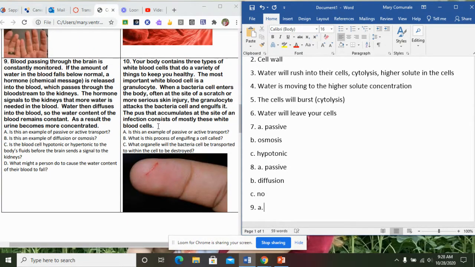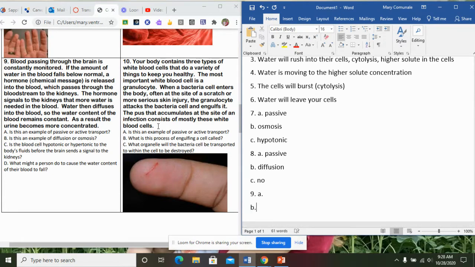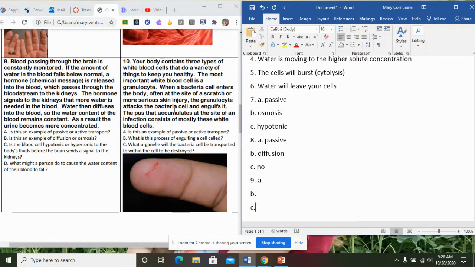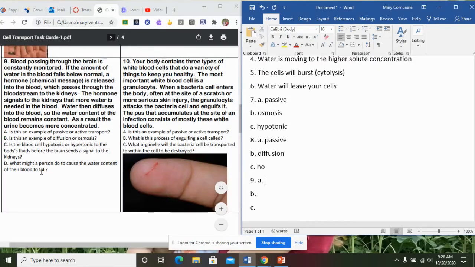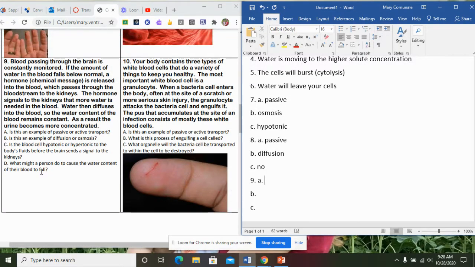Number 9. Let's see. Blood passing through the brain is constantly monitored. If the amount of water in the blood falls below normal, a hormone or chemical message is released into the blood, which passes through the bloodstream to the kidneys. This hormone signals to the kidneys that more water is needed in the blood. Water then diffuses into the blood, so the water content of the blood remains constant. As a result, the urine becomes more concentrated. Is this an example of passive or active transport?